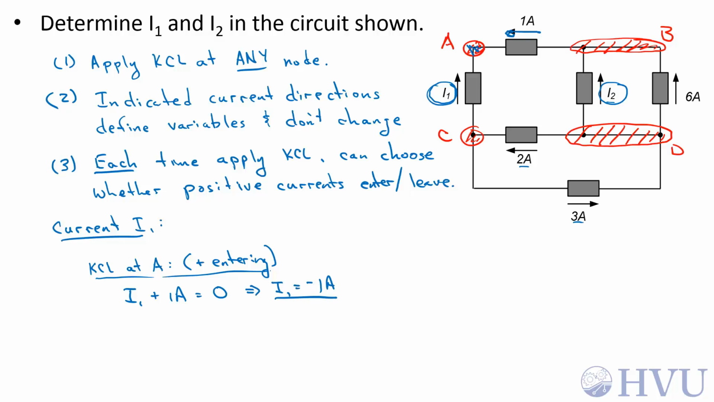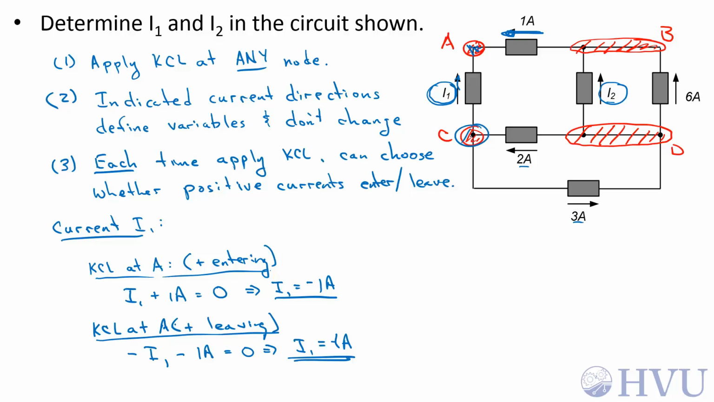It would be equally valid to do KCL at A and assume that positive currents are leaving that node. That just changes my sign convention when I write KCL. So now I1 is entering node A. That becomes a negative contribution. So negative I1. This 1 amp current is also entering node A, so that becomes a negative 1 amp. It's the opposite to my positive sign convention. And that sums to 0, but I1 is still equal to negative 1 amp.